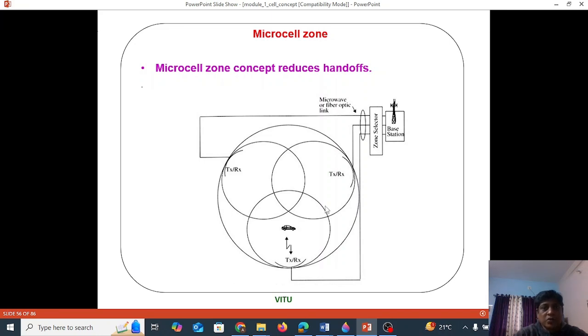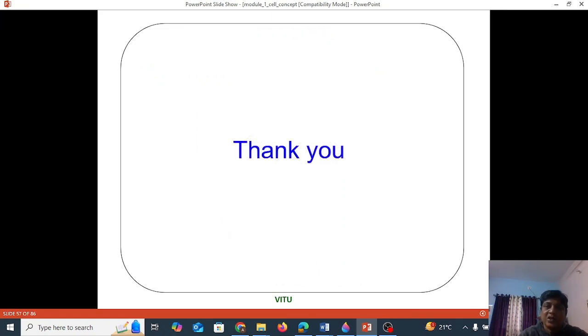So today we learned about three different strategies: cell splitting for increasing the capacity of the system, cell sectoring to improve the SIR of the system, and the microcell zoning concept to reduce handoff. That's all for today. In the next lecture I'll discuss the solutions of the given exercise problems.